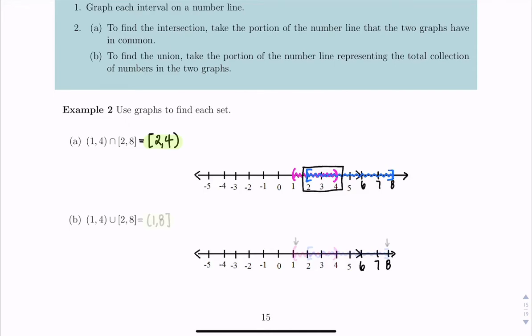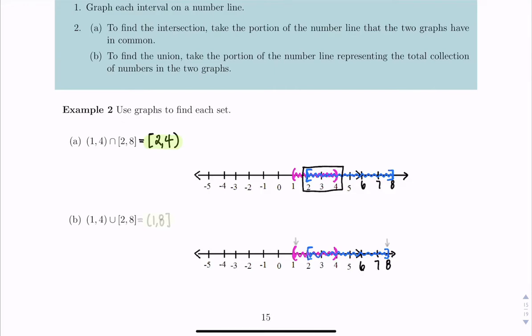Again, I'm going to use pink for 1, 4, and I'm going to use blue for 2 up until 8. Now because this is the union, you want to take every piece that has a color on it, whether it is pink or blue.